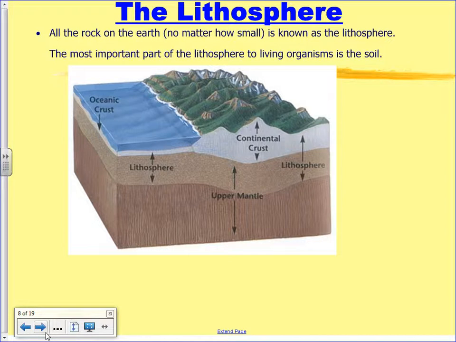The ocean level would rise a long way. Certainly coastal cities would be inundated with water. Very, very deep. All right, the lithosphere. Lithosphere is basically soil and rock. All the soil and rock on the Earth.